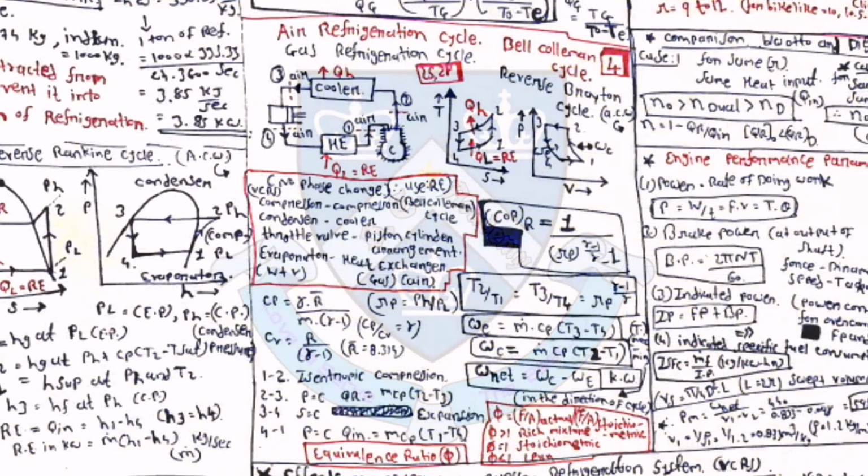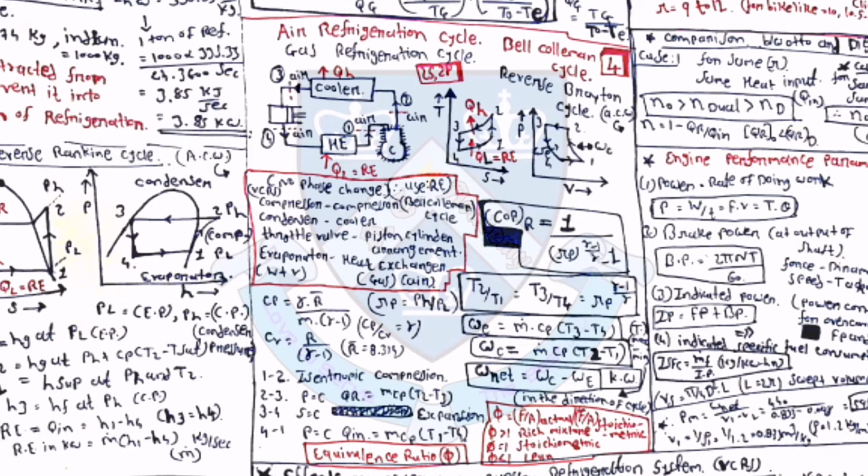So now the fourth one is the air refrigeration cycle, which is also known as the Bell-Coleman cycle, or you can say the reverse Brayton cycle. There is the chart for that cycle, and two diagrams are there, TS and PV diagrams. For remembering the TS and PV diagrams, you can compare the diagrams of this cycle with the Brayton cycle diagram.